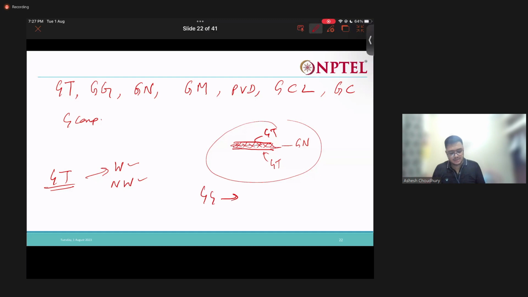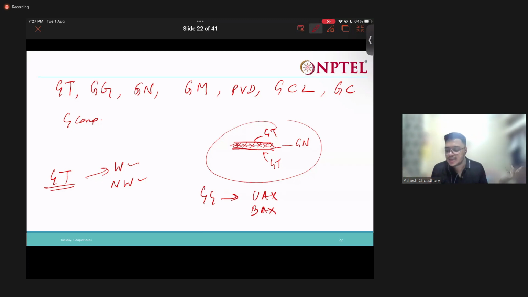Geogrids are basically uniaxial or biaxial. Uniaxial means it can take load in only one direction, and biaxial means it has strength in both directions. That means it can take load in both directions, both in this direction and in this direction. And uniaxial can only take load in one direction, right?